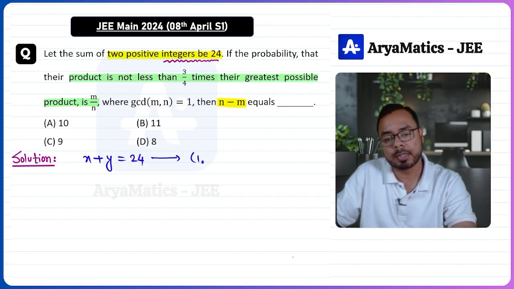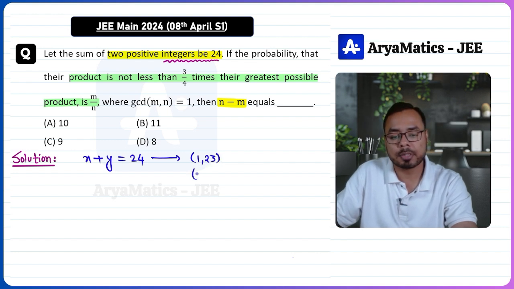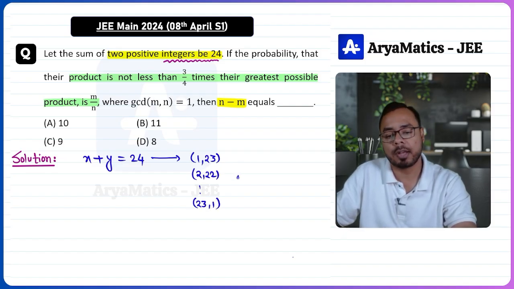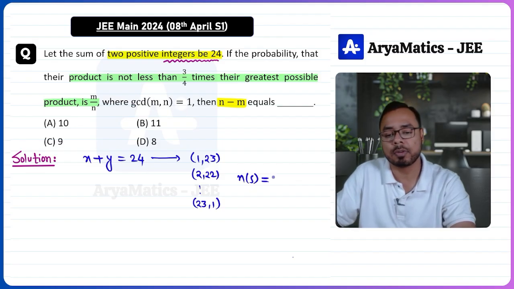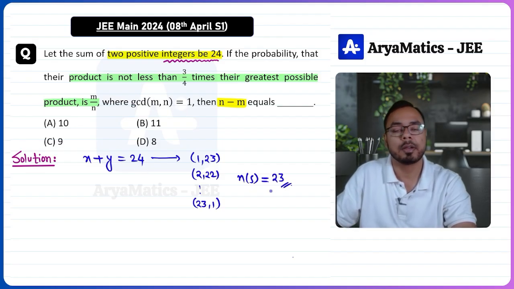one possibility is that the first number is 1, the second number is 23. Another possibility is the first number is 2, the second number is 22. And in this manner, the last possibility will be that the first number is 23 and the second one is 1. So clearly you can see that the number of elements in the sample space, or the number of ways of finding two positive integers whose sum is 24, will be 23, right?